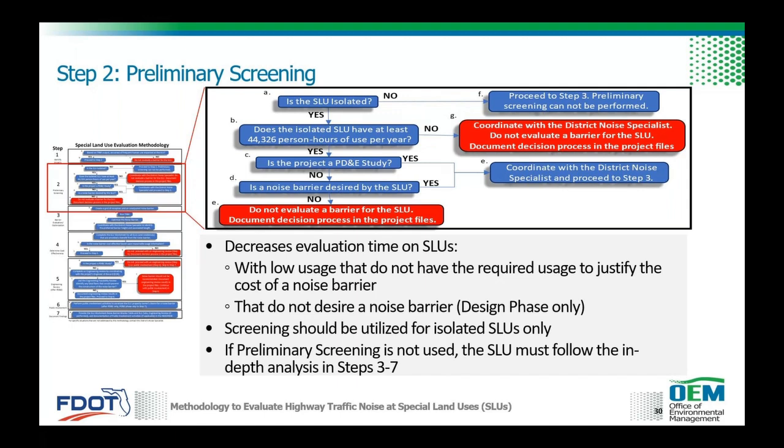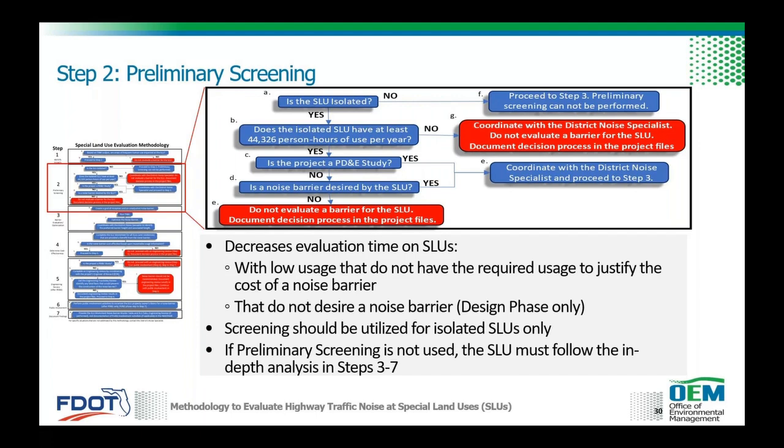If it is not isolated, and the special land use is nearby other impacted land uses, the noise analyst should proceed to step 3, as the preliminary screening cannot be performed on non-isolated special land uses. If the special land use is isolated, the noise analyst can use the preliminary screening tab in the FDOT special land use worksheet, which is discussed on the next slide, to determine whether or not the isolated special land use meets the usage criteria of having at least around 44,000 person hours of use per year.